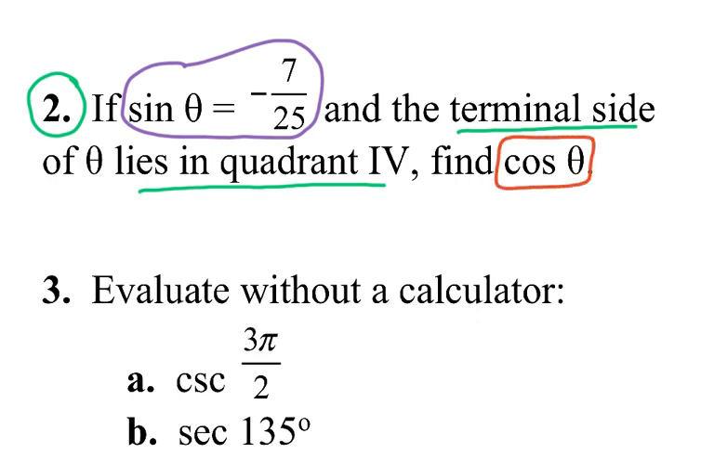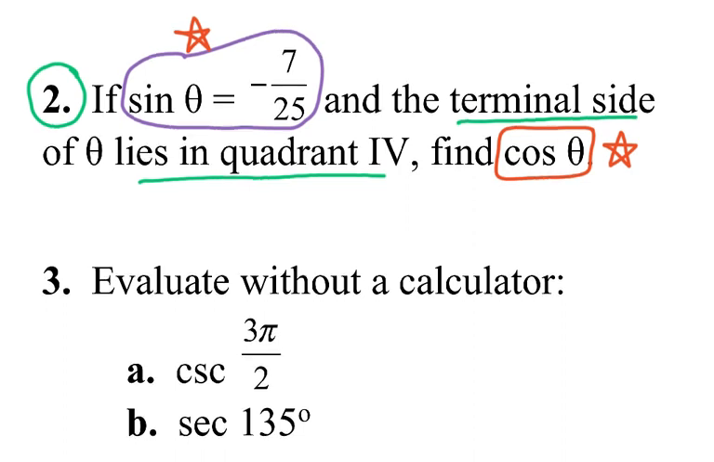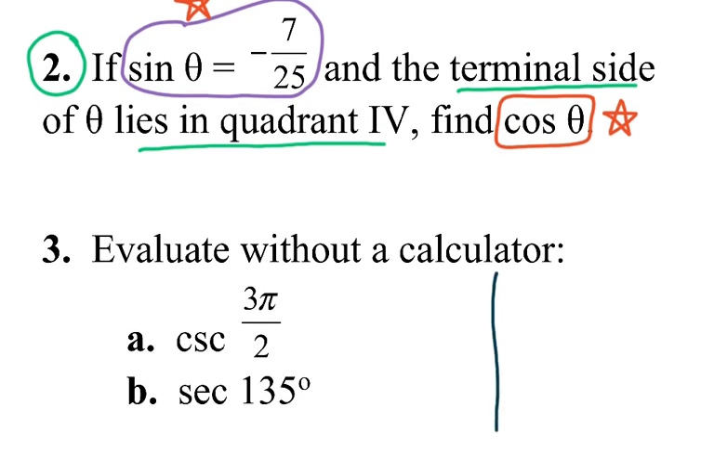So we'll use the terminal side is in quadrant 4. We'll use the knowledge that the sine at that angle is negative 7/25. And then try to figure out what is the cosine of theta. All right, first thing to do, why don't we go ahead and graph it? It says it's in quadrant 4, and I don't know exactly what it looks like in 4. I just know it's in 4, so I'll just graph a random angle in quadrant 4.